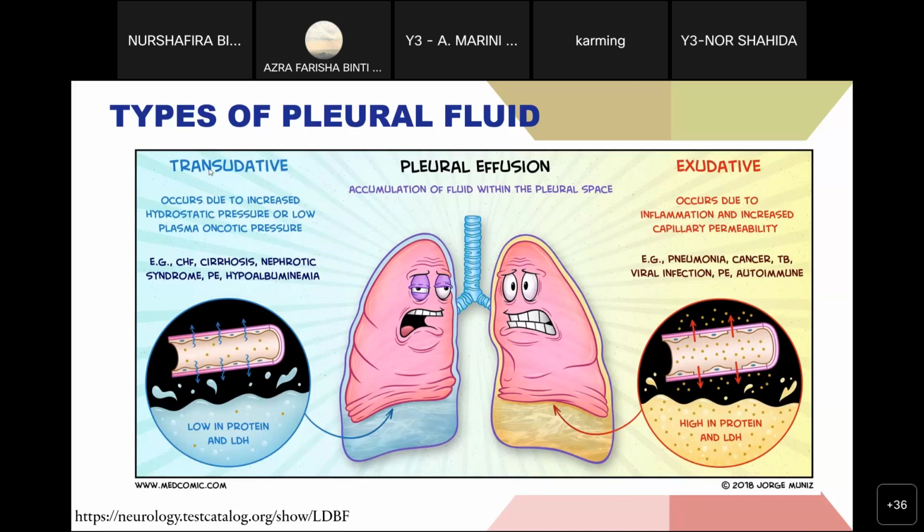If transudative, it occurs due to increased hydrostatic pressure and low plasma oncotic pressure, as mentioned before. So the cells are not as separated as in exudative. So only fluid, low in protein and LDH, can pass through. It cannot pass through protein.